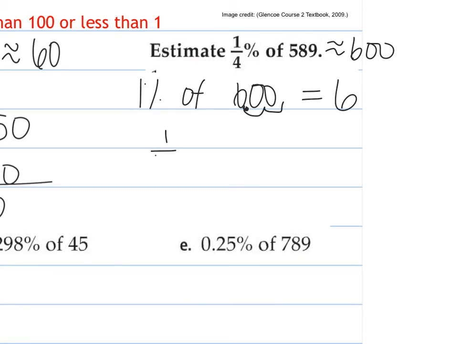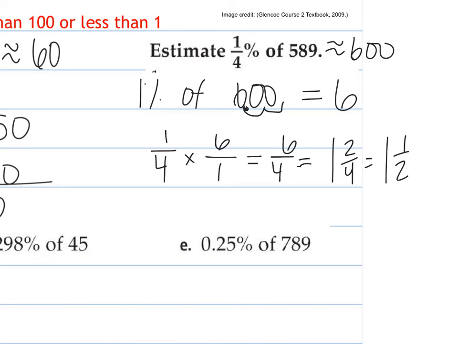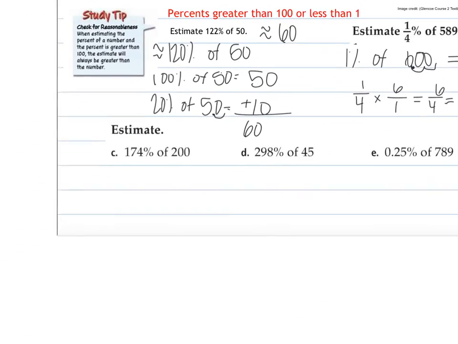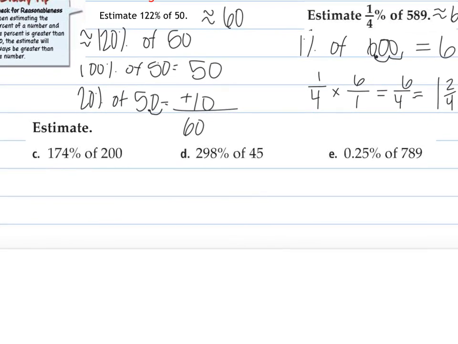So now I'm going to find 1/4 of 6 by multiplying. So that would be 6 over 1. 1 times 6 is 6, 4 times 1. Simplify, or turn that to a mixed number. 1 and 2/4, so 1.5. So 1/4%, that's a very small percent, of 589 is approximately 1.5. Okay, so first find 1% and then find 1/4 of it. Okay, so try these 3 on your own and then come back and check.